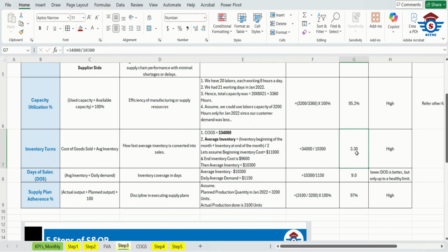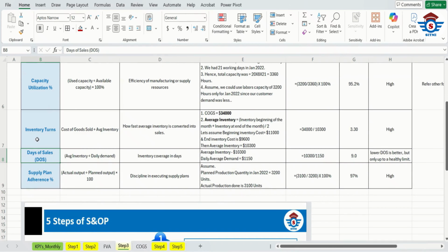It is basically telling us that the average inventory is sold 3 times in that particular month. So the average inventory of $10,300 is converting into sales 3 times in that period. In this period, that means January 2022, if we are converting average inventory into sales, then we are selling it 3.3 times. So having a high inventory turnover ratio is good for the business, as it represents how fast inventory is getting converted into sales. Now let's move to the next formula, that is days of sales.